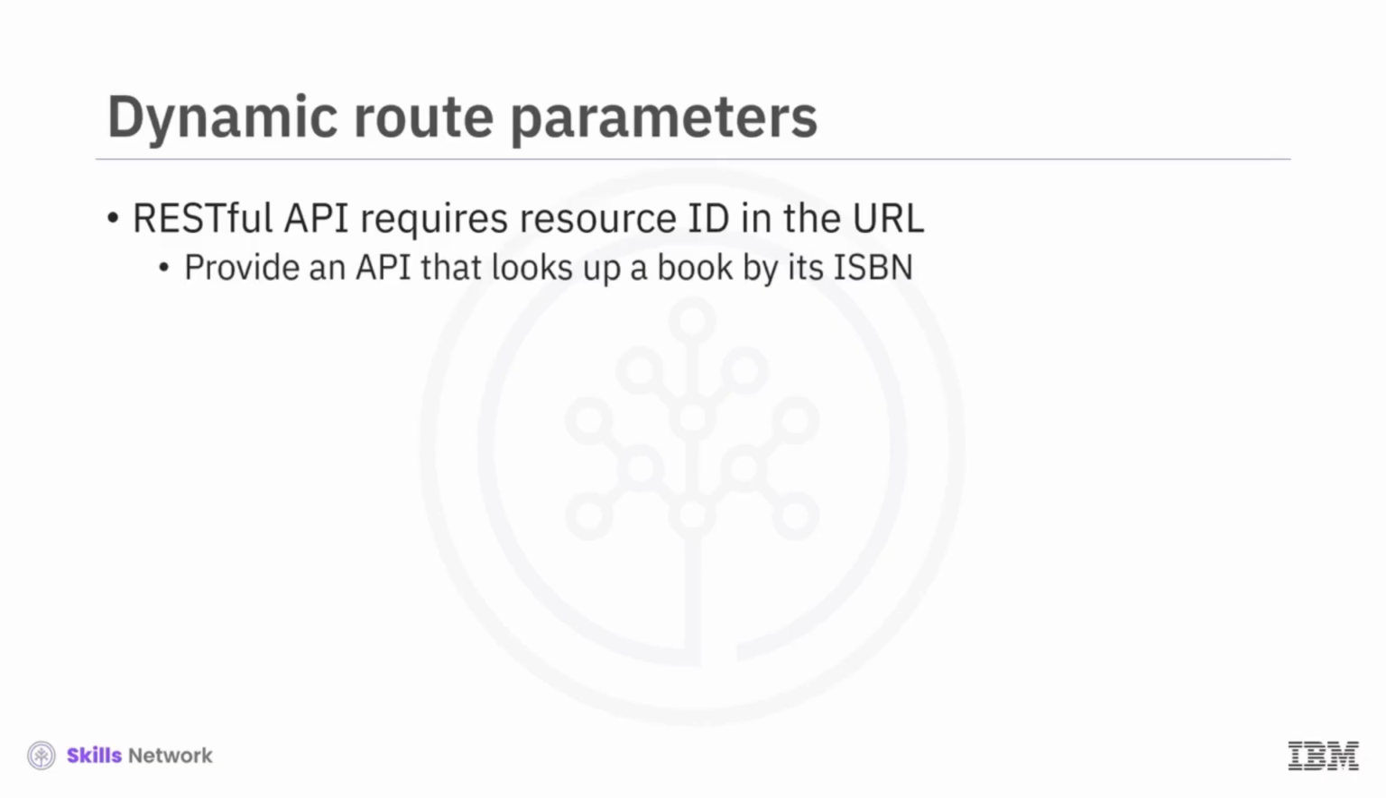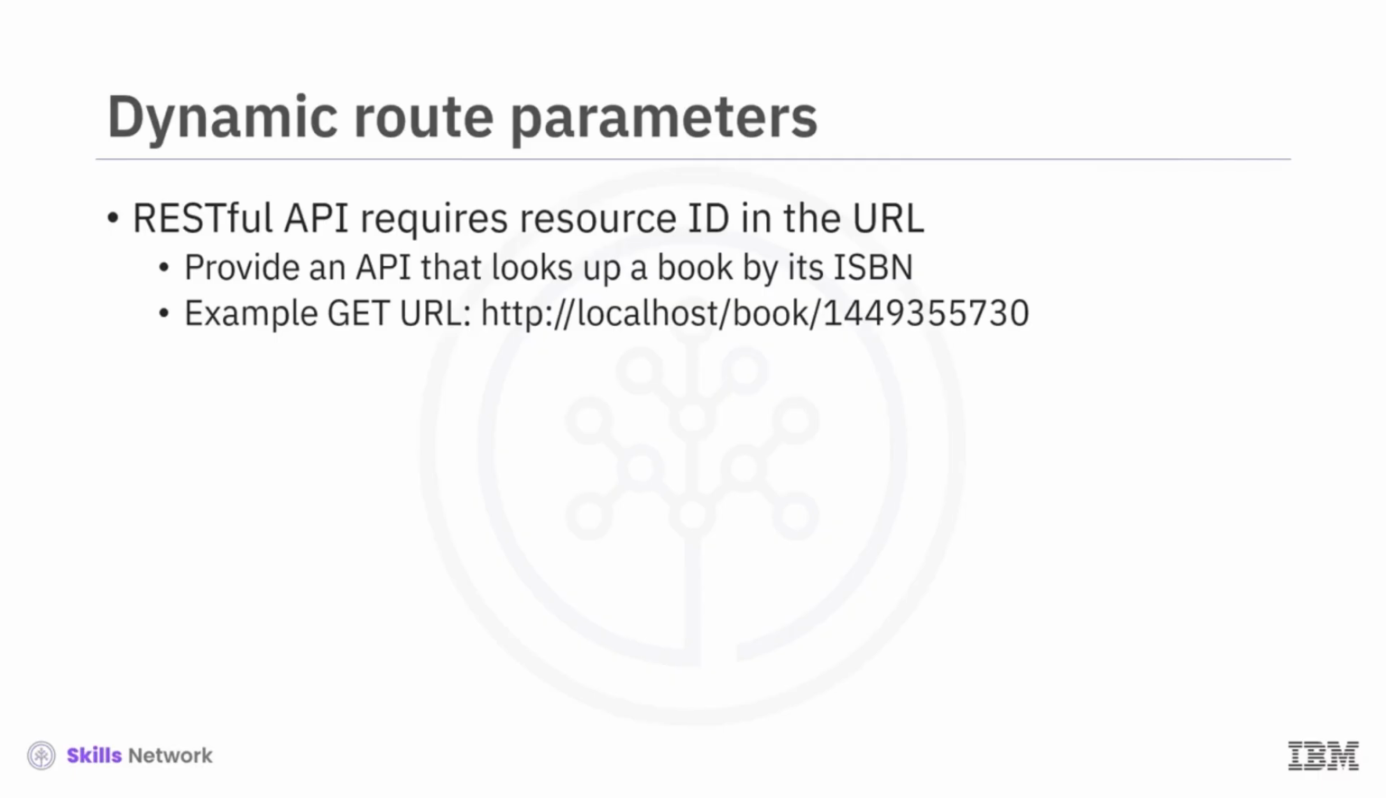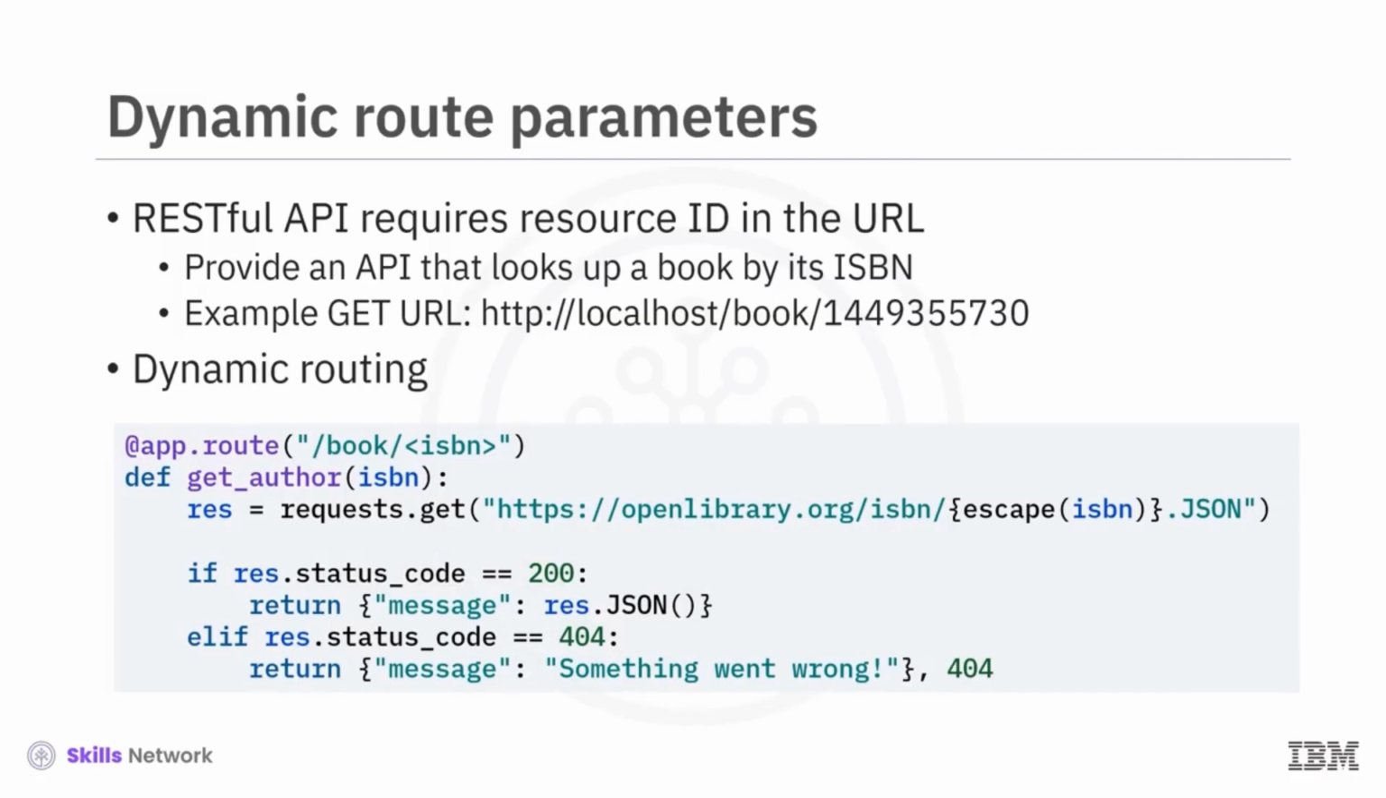You want to create an endpoint that returns book information by International Standard Book Number, or ISBN. But instead of hard coding the ISBN, you want the client to send it as part of the URL. Flask provides dynamic routing for this purpose. Now let's look at a concrete example.